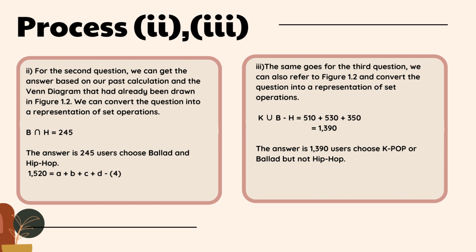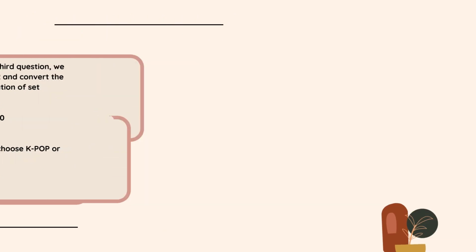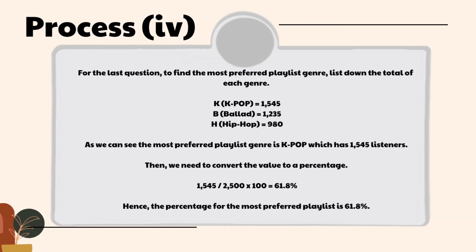And for the third question, we can also refer to the figure 1.2 and convert the question into a representation of set operation, which is K union B minus H, which is equal to 510 plus 530 plus 350, and we will get 1390. So the 1390 is the users who have chosen K-pop or ballad, but not hip hop. Then we proceed to the process 4.